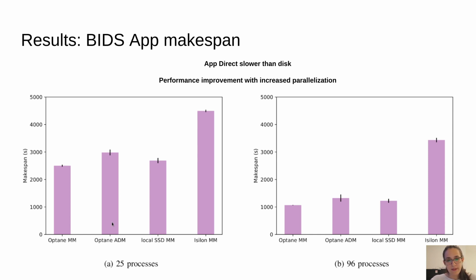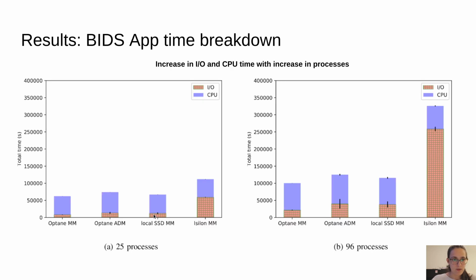We also noticed that the performance was improved with increased parallelization. When we looked at the breakdown, we noticed that both I/O and CPU increased with increase in processes, and that's because there's more contention in the case of I/O on the storage devices, so it is normal that I/O time increased with more processes.